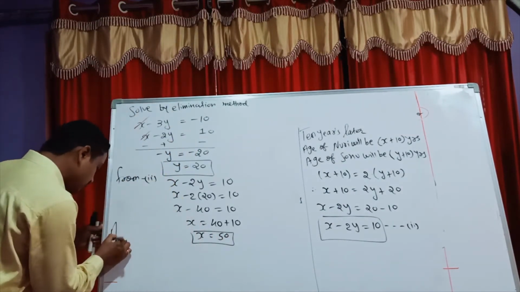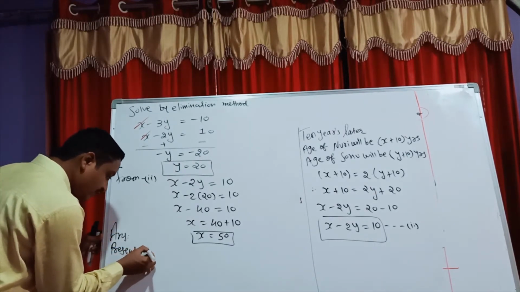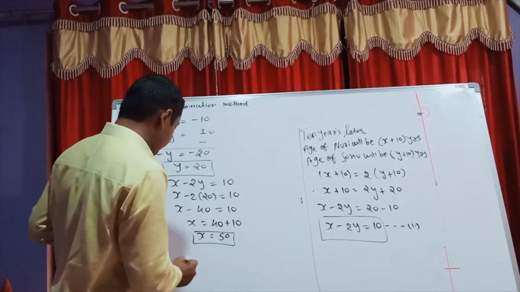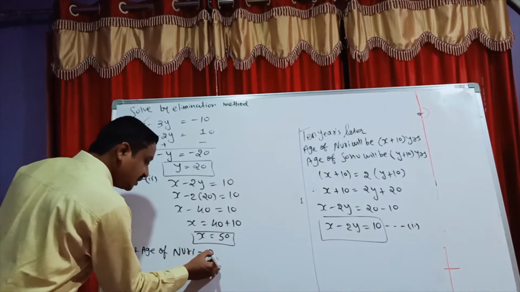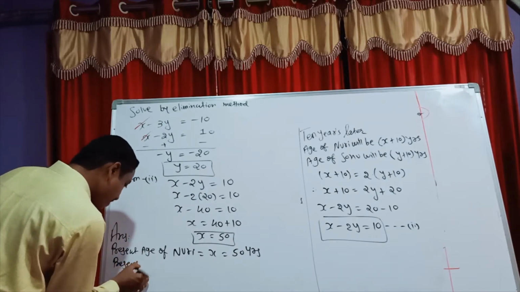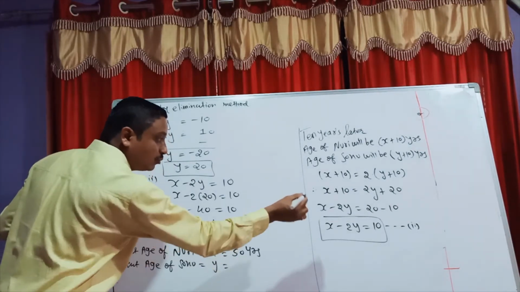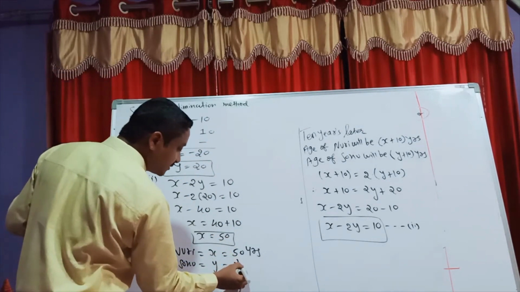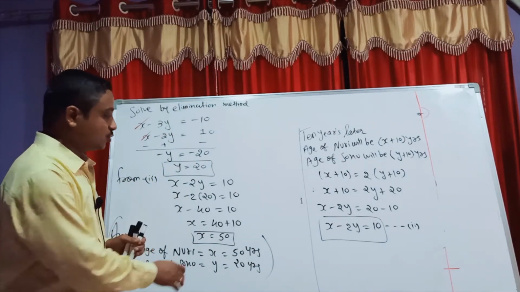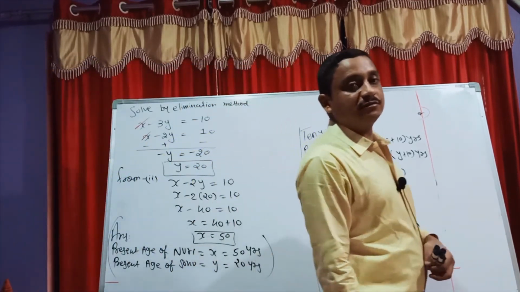Now finally the answer you mention in the exam. The present age of what you took first? The present age of your first person is Nuri, x years, it is 50 years. And the present age of Sonu is y years. How much? y is 20 years. And here is done our final answer. Students, these numericals are our 3 marks questions. And happily done.